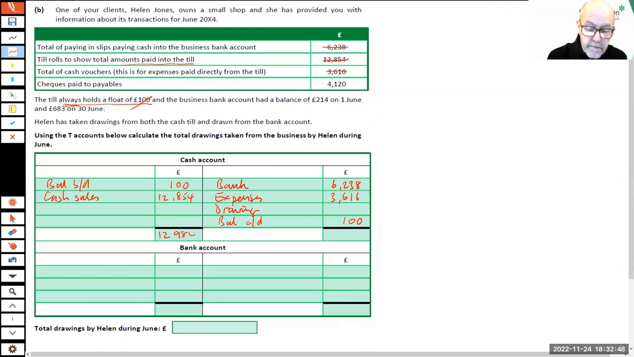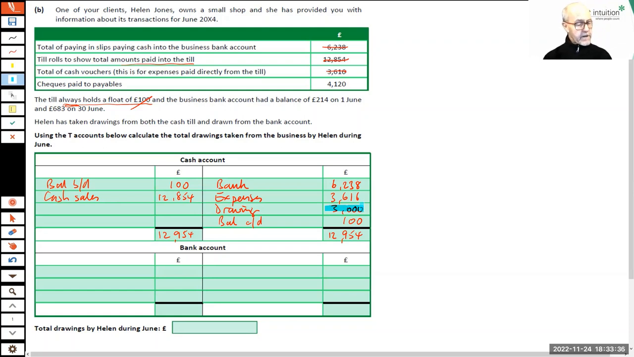12,984. 954. Transfer it across. Can't get over the next bit. 12,904. So we take off 6,238. We take off 3,616, and we take off 100, and we are left with, ooh, an exact £3,000 has gone from the till. Okay, so that's the first part of the answer that we're looking for.